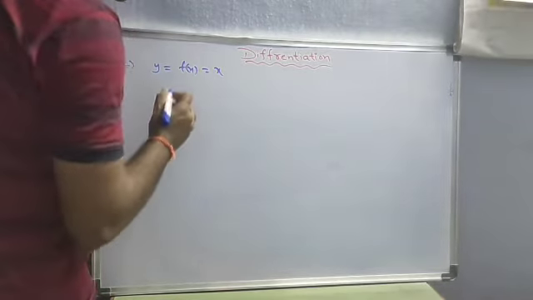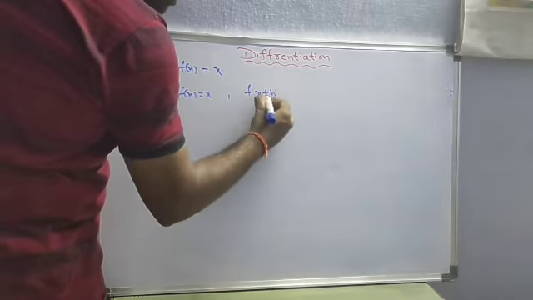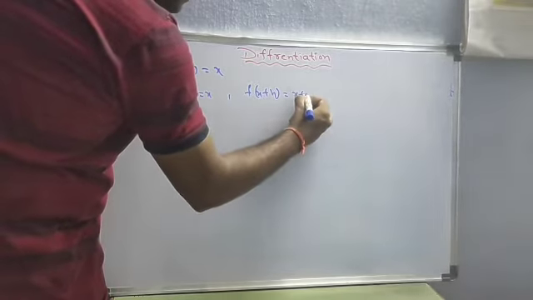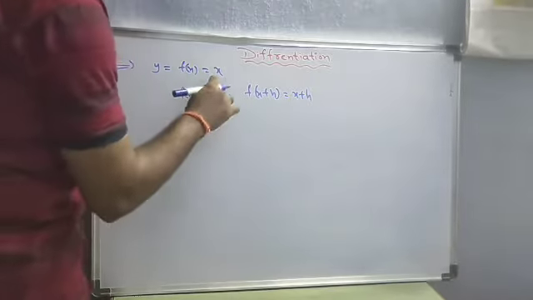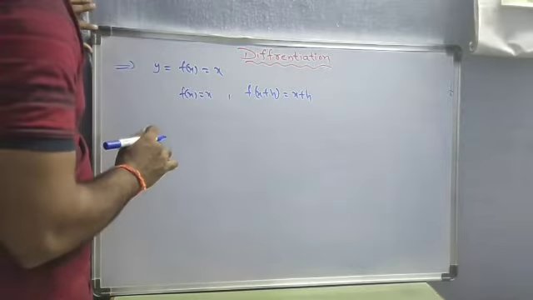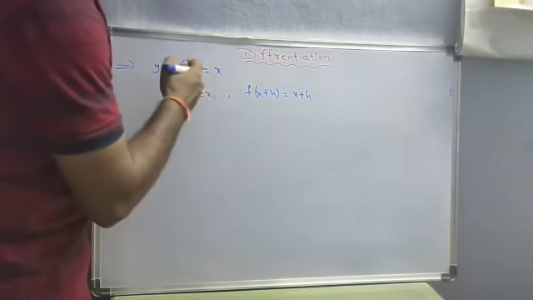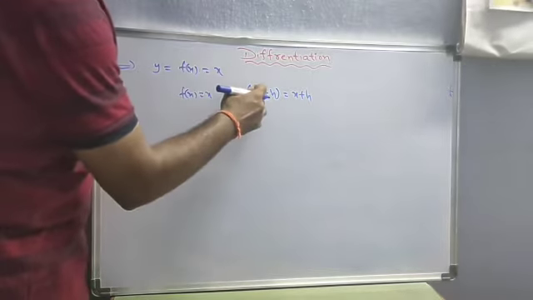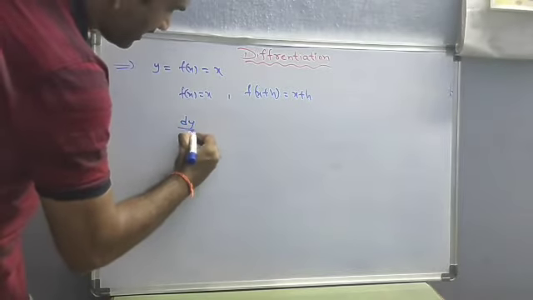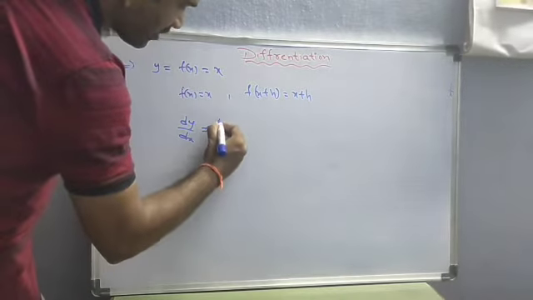Now I have to find dy by dx. So f of x equal to x, f of x plus h equal to x plus h. Here I am considering the identity function, f of x equal to x, f of x plus h equal to x plus h. So dy by dx according to the first principle, what is that?